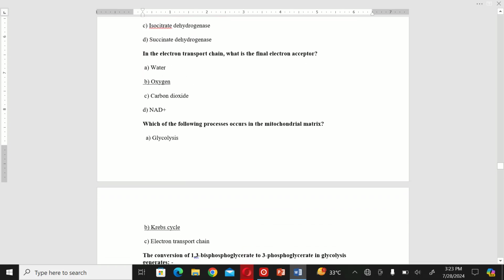The next MCQ: in the electron transport chain, what is the final electron acceptor? A. Water, B. Oxygen, C. Carbon dioxide, and D. Hydrogen. So the correct option is B.